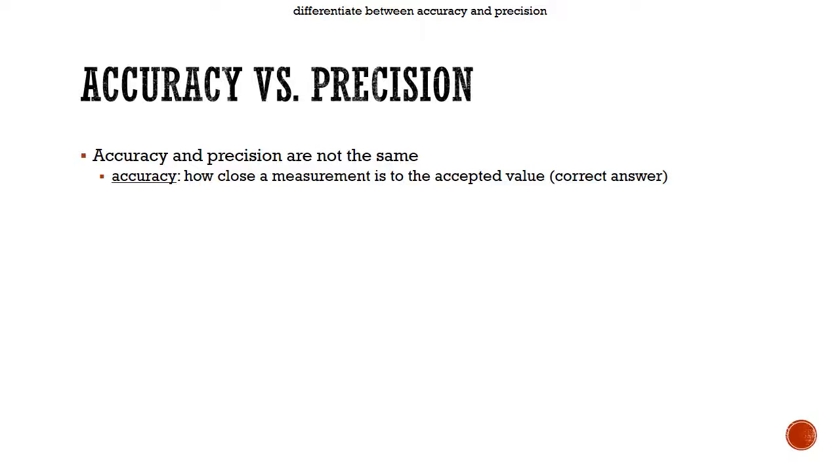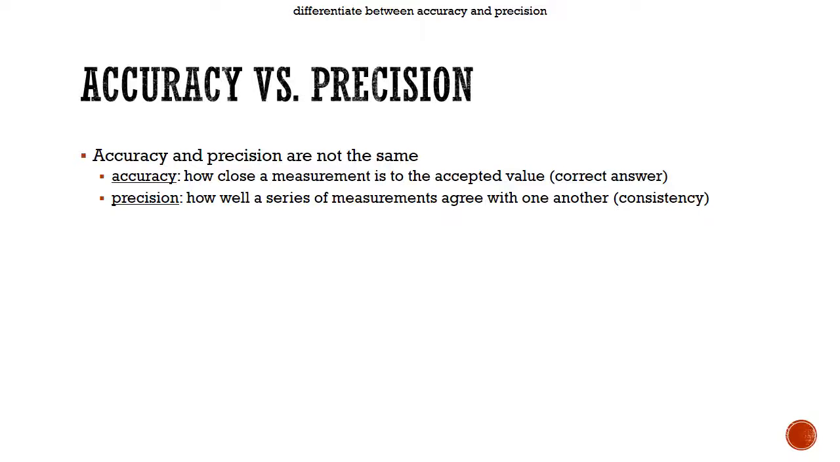Accuracy refers to how close measurements are to the accepted value, or what we might consider to be the right answer. So when you say a measurement is accurate, that means it is close to the accepted value, or again what we might say is the right answer. Precision refers to how well a series of measurements agree with one another. In other words, the consistency of those measurements.